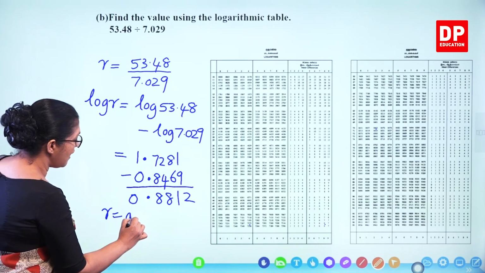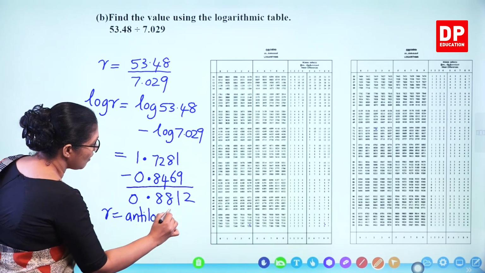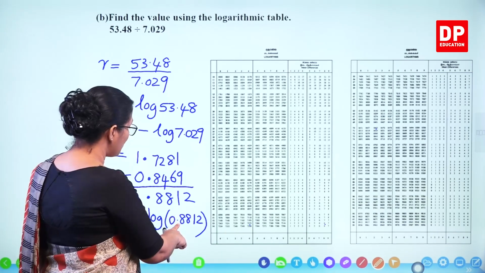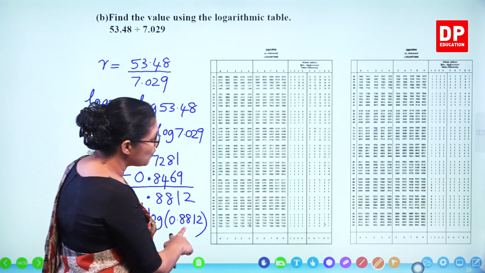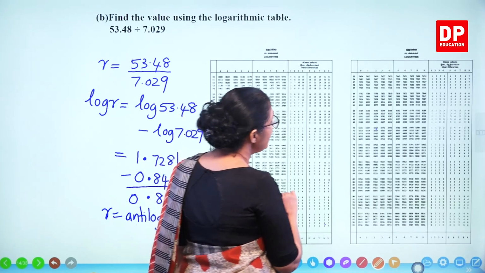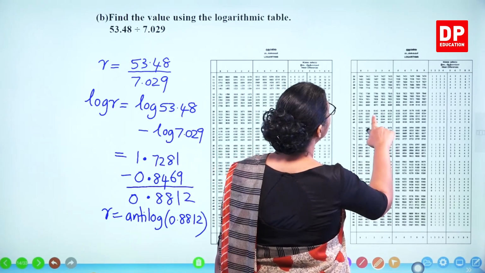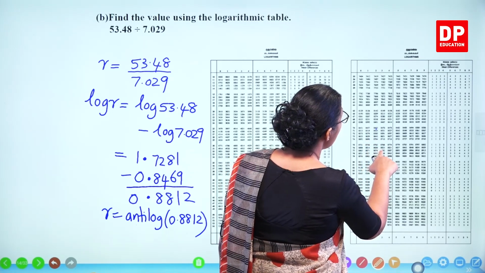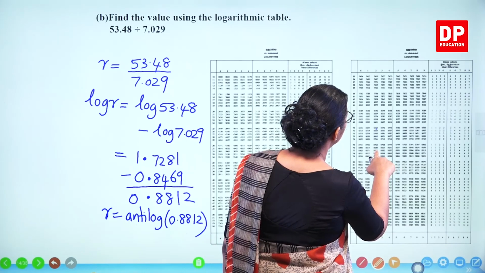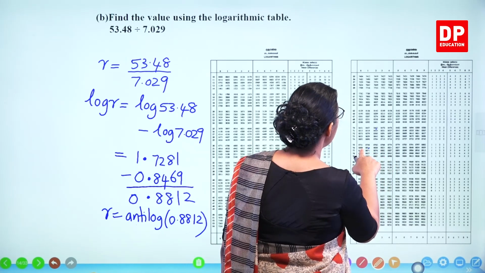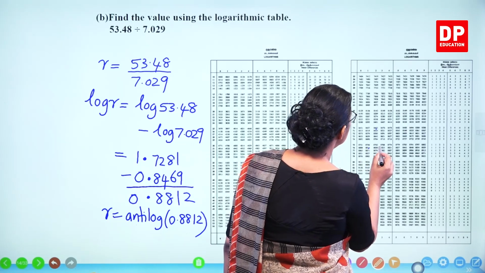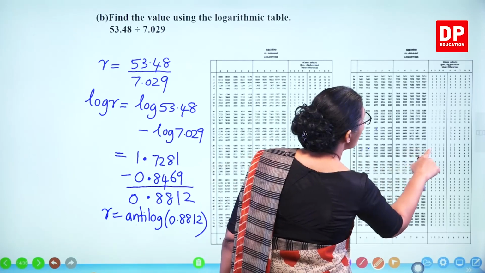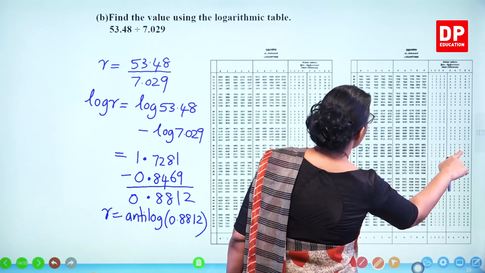How you find out R? R is antilog of 0.8812. Now we need to find the antilog of 0.8812. So where is 0.8812? 88, somewhere there, 1, 2. 8814 there. So 8808. So to get 1, 2, you need another 4. That's 7.